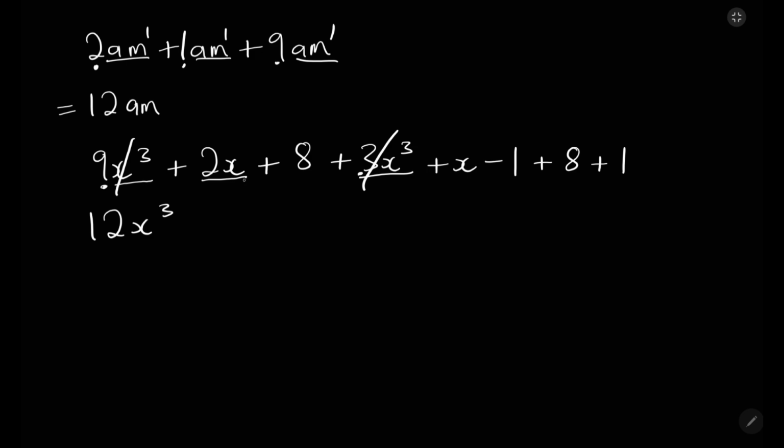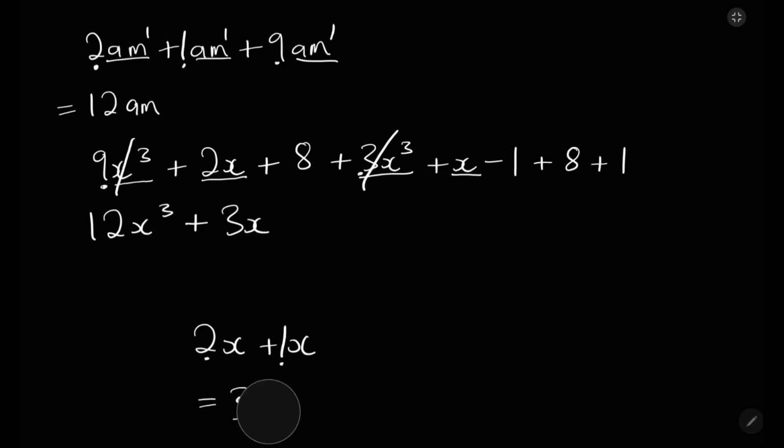Let's move to 2x. Do we have another x? Plus 8, not a like term, plus x. Yes, because it's x, and you know that these are both raised to the power 1. Minus 1 plus 8 plus 1. So we'll say 2 plus 1, which is 3x. Let me show you guys this here: 2x plus x. You know that there's a 1 there. So we'll say 2 plus 1, which is 3. You then write your variable, which is x. So you can cancel this and that out.